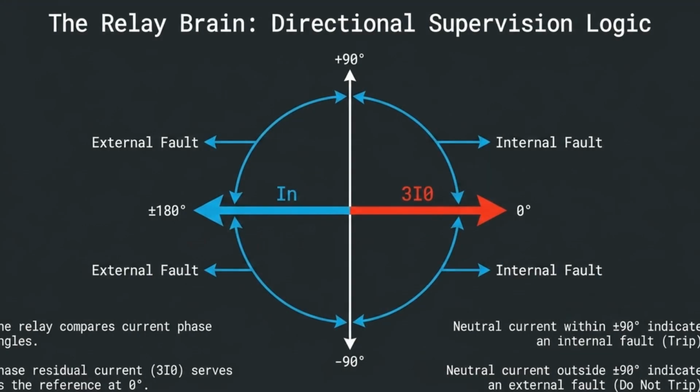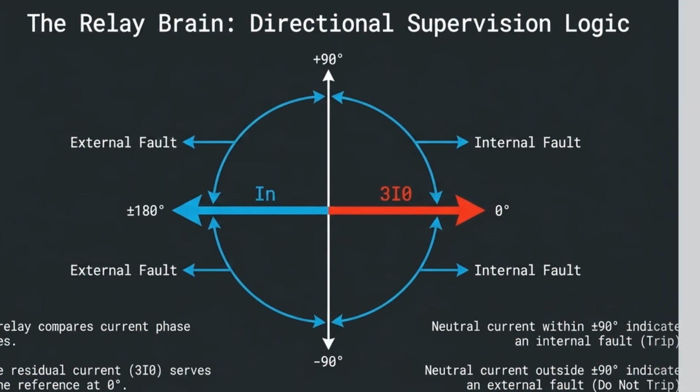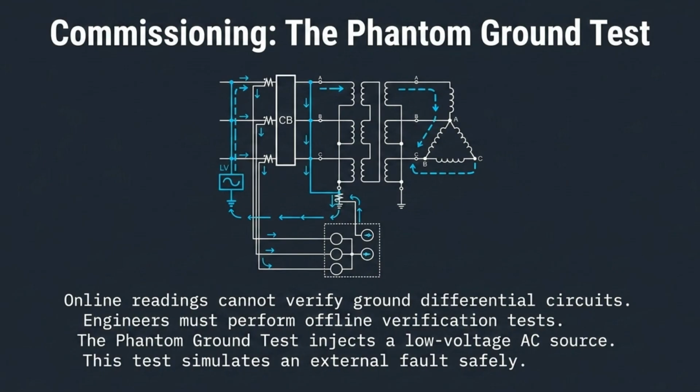Relays use directional supervision logic to make decisions. By comparing phase angles, the relay identifies internal faults if neutral current falls within a specific range, effectively ignoring external faults. Commissioning requires offline verification. The phantom ground test is a standard procedure where a low-voltage AC source is injected to safely simulate an external fault, allowing engineers to verify the protection scheme.